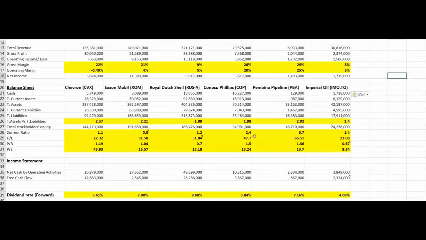Okay, so now let's check the balance sheet. In the balance sheet, the first line we always see is the cash. How much cash the company is holding is quite an important number to look at, because this is the amount the company can immediately liquidate in order to pay its debt.